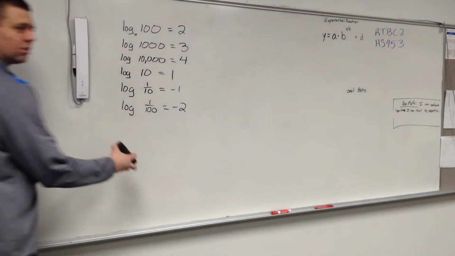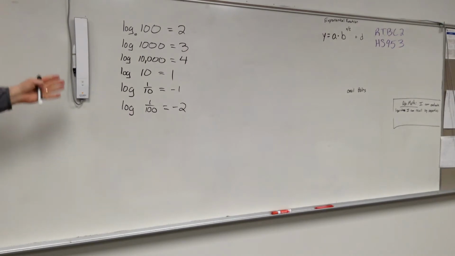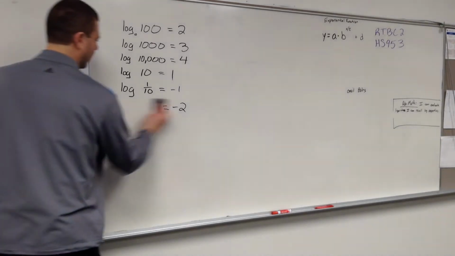Okay, so these are all called common logarithms. The base is always 10. Okay? Now, our base is not always 10. Okay, our bases might be other numbers.